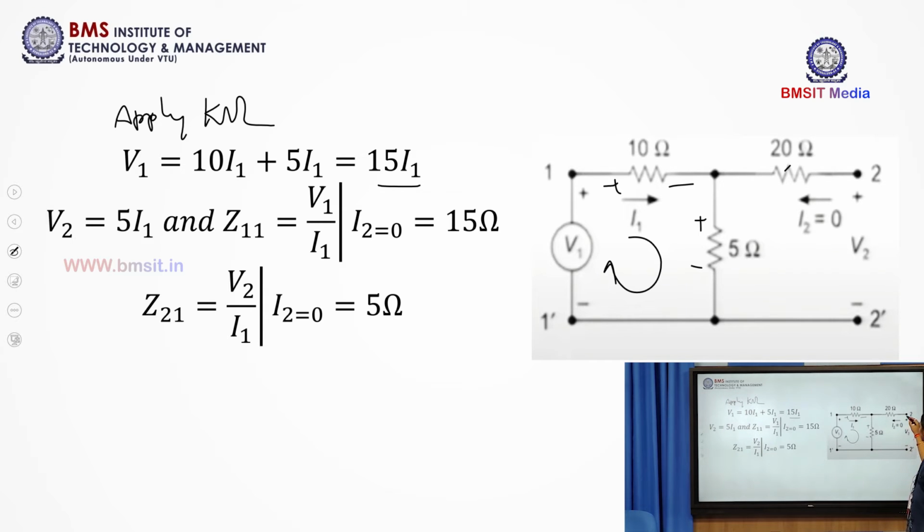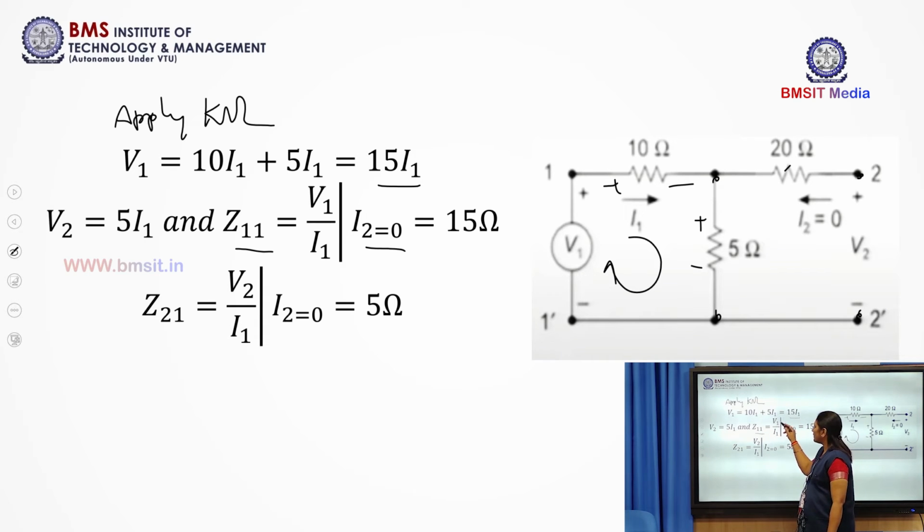Why? Because whatever the voltage across this is will be equal to the voltage across this terminal. So, V2 will be equal to the voltage across the 5 ohms resistor, which is 5 into I1, because I1 is the current flowing through the 5 ohms resistor. From this we know the expression for Z11. Z11 is nothing but V1 by I1 provided I2 equal to 0. We have already open circuited the second port.